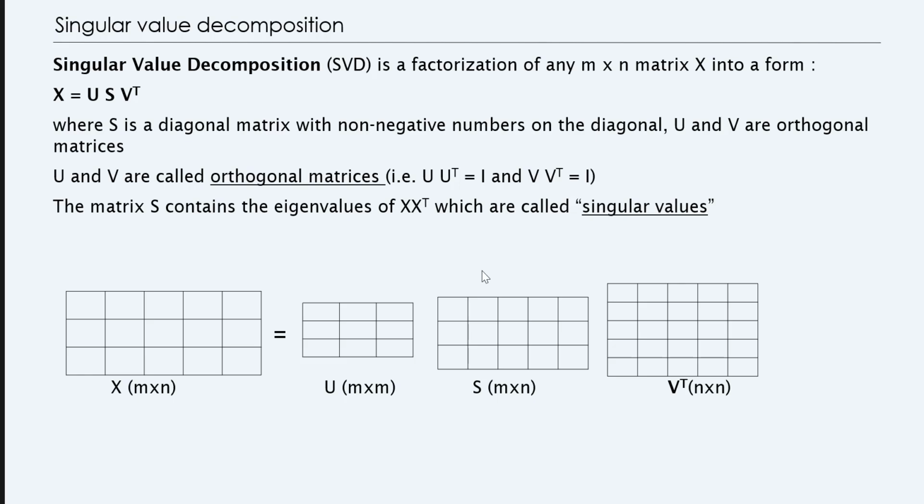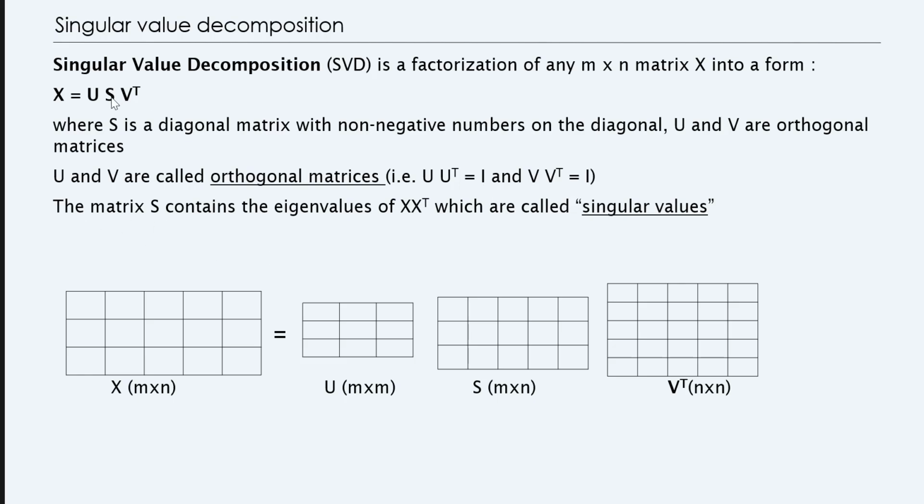So we provide a mathematical definition of SVD. We explain that the SVD is a factorization of the original matrix into three different matrices, U, S, and V transpose. The S matrix is a diagonal matrix with non-negative numbers on the diagonal, which we call singular values. And U and V are orthogonal matrices. They are orthogonal because if you take U times U transpose, you end up with the identity matrix. More on that you can find in the linear algebra videos.